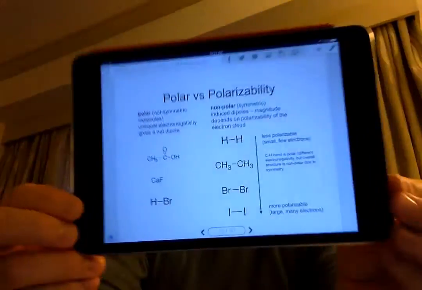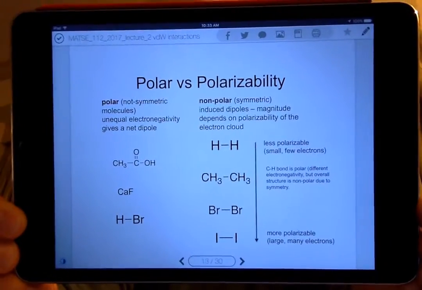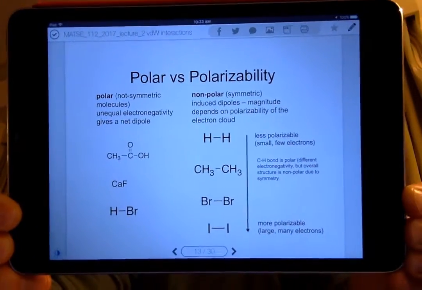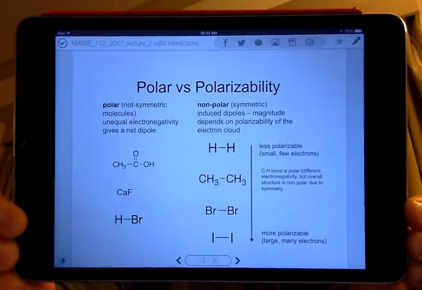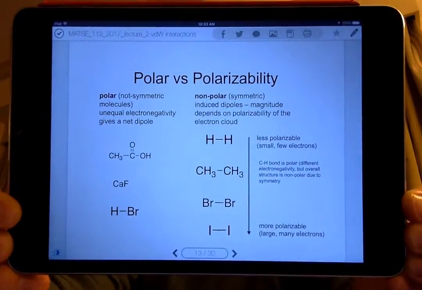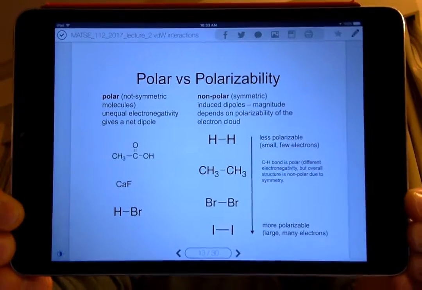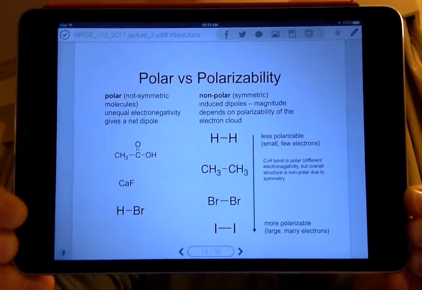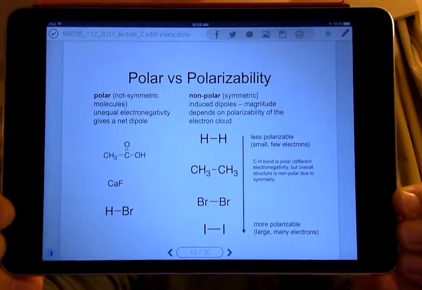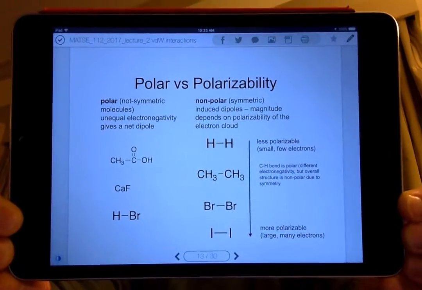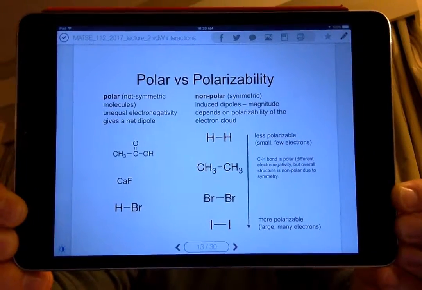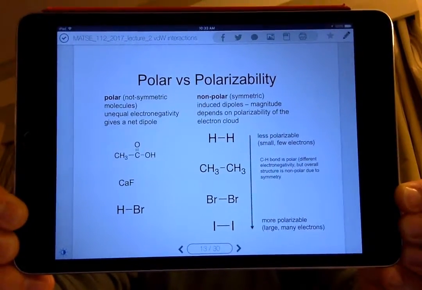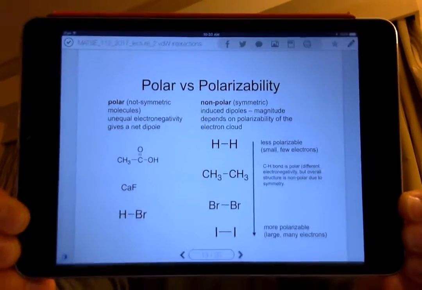We've talked a little bit about polarizability and induced dipoles in previous lectures, and I just want to remind you of the difference between polar and polarizability. You can take a look at this slide and see a polarizability series starting with hydrogen, H2, and going all the way down to iodine, I2. We have increasing polarizability because we have increasing electrons in these compounds, and so we have soft, squishy electron clouds. On the other hand, we have polar molecules, with an imbalance in electronegativity. The molecules are not symmetric, and so they have a permanent dipole.